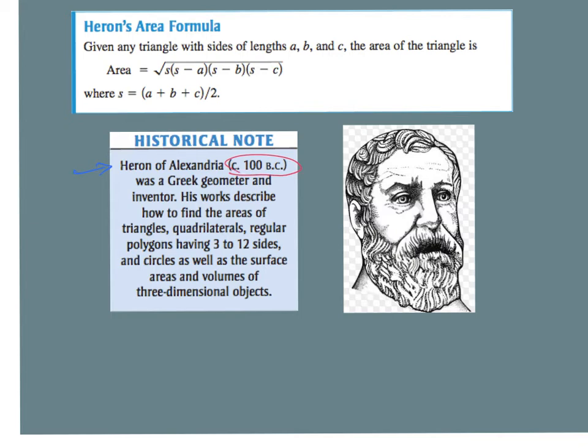100 BC. A long time ago. An inventor. His works describe how to find the areas of triangles, quadrilaterals, regular polygons having sides 3 to 12, and circles, as well as the surface areas and volumes of 3-dimensional objects.